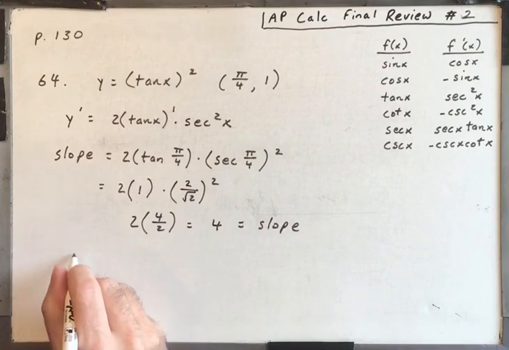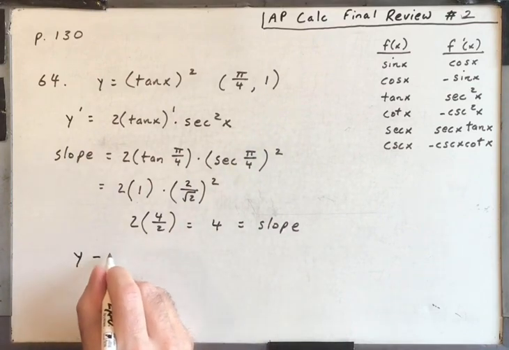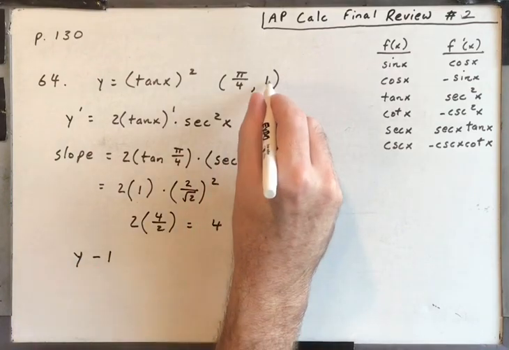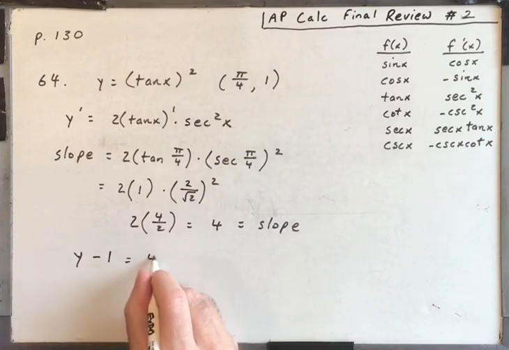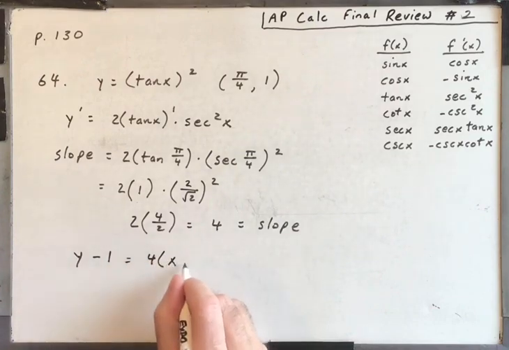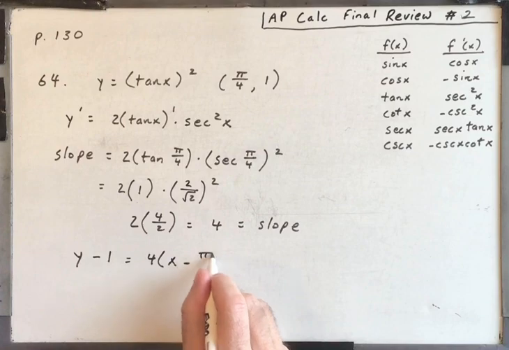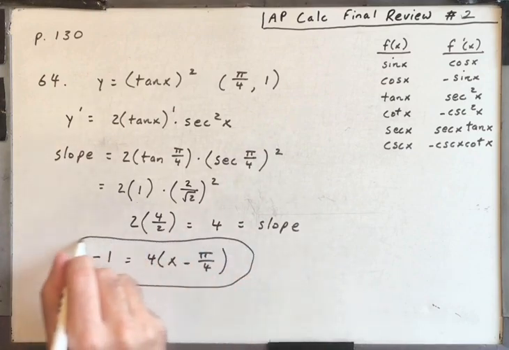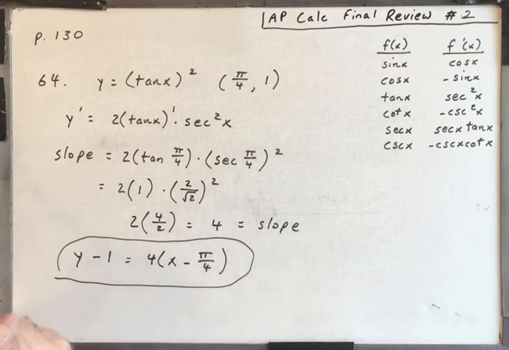So let's plug it in. Now y minus y1, that's 1, y minus 1, is equal to 4 times x minus pi over 4. And circle that and be happy. You finished the derivative section.